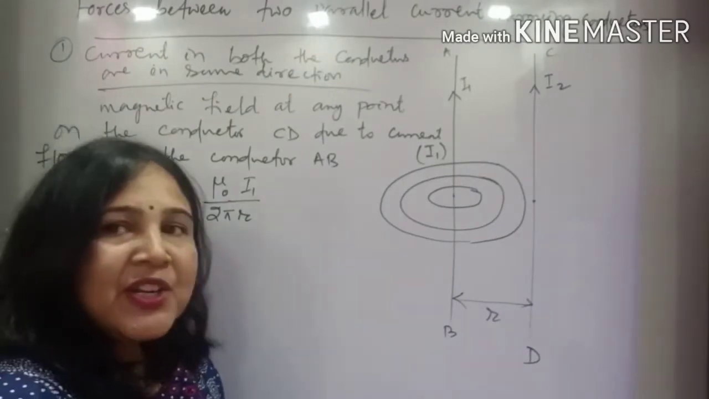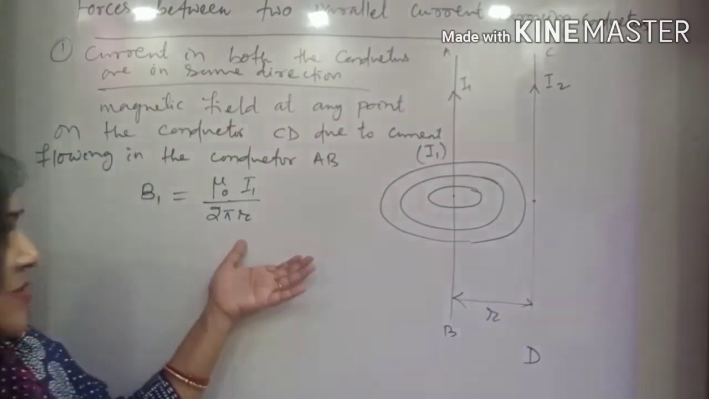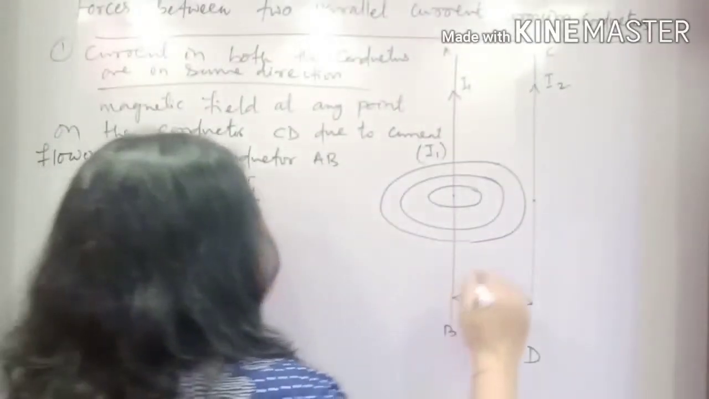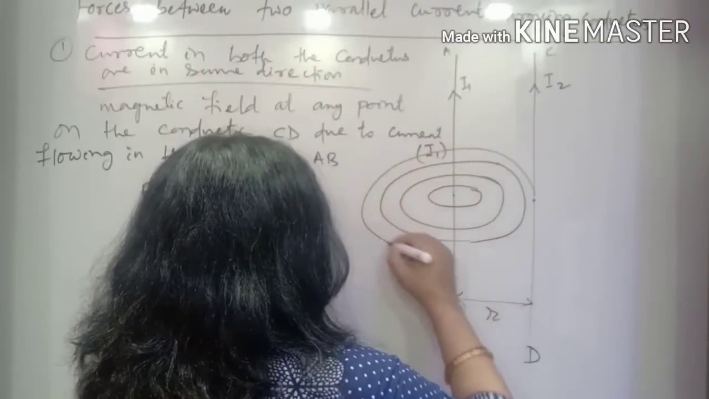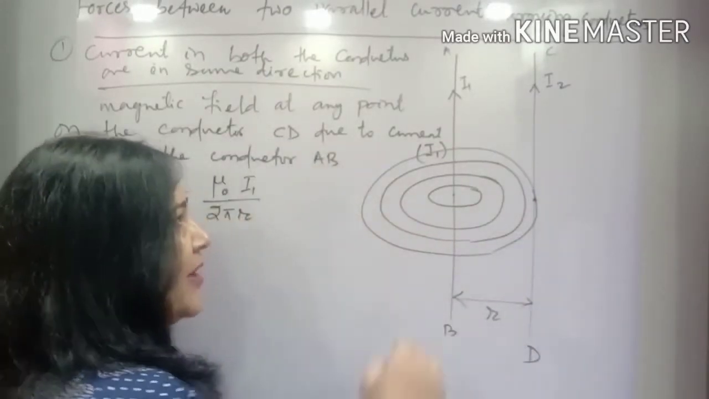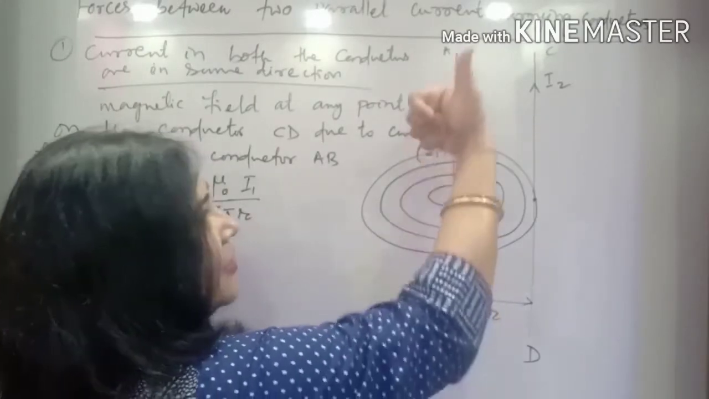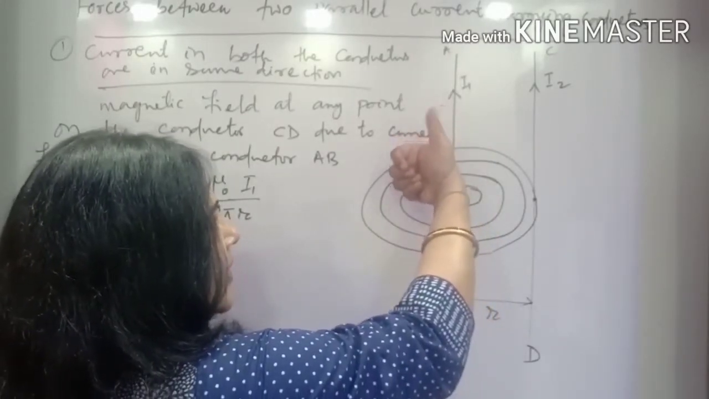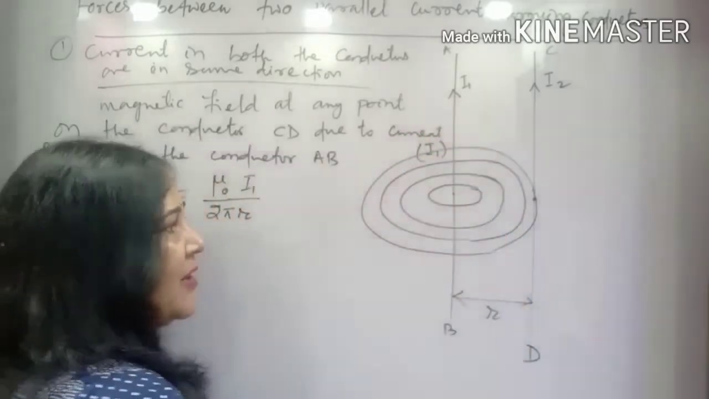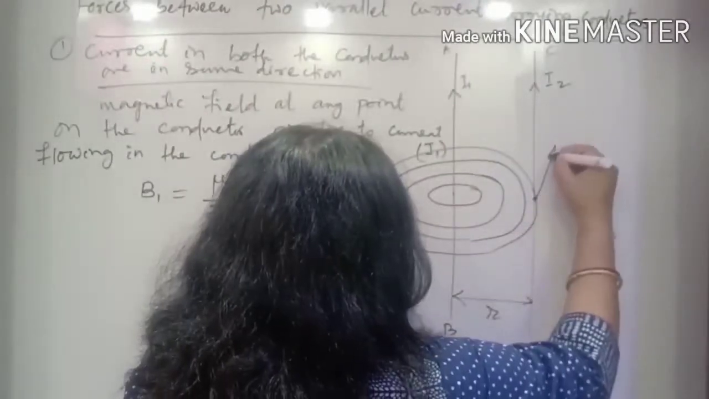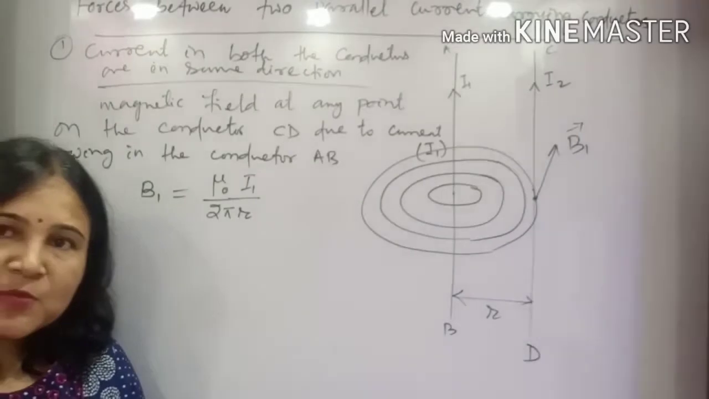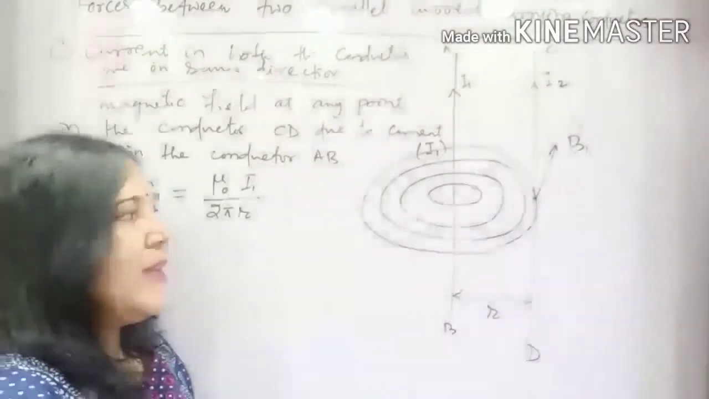Suppose at this point on the conductor CD we want to determine the direction of the magnetic field, because the magnitude is this one, mu naught I by 2 pi r. Because the magnetic field pattern will look like this, at this point you take your right hand, with the thumb showing the direction of the current, and the curl of the fingers gives you the direction of the magnetic field. So the curl of the fingers points like this, and this is the direction of your magnetic field B1, which is pointing into the plane of paper.